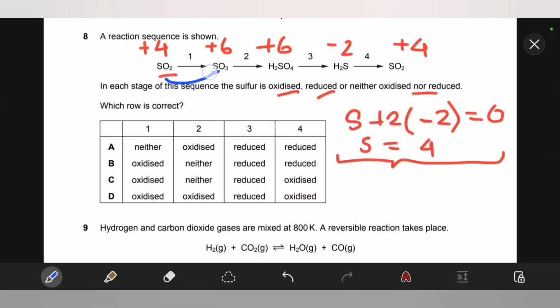So now going from here to here, 1 is oxidized, so these are correct, and then 2 neither, there's no change. And then in step 3, it is clearly reduction since +6 is going to -2, and then there's again oxidation. That means C is the correct answer.